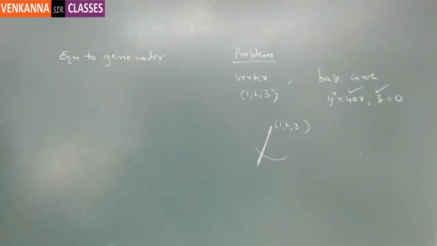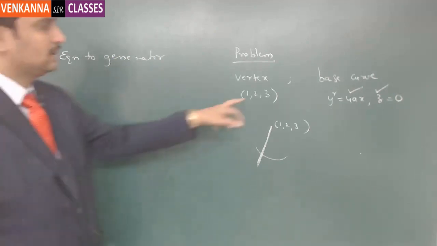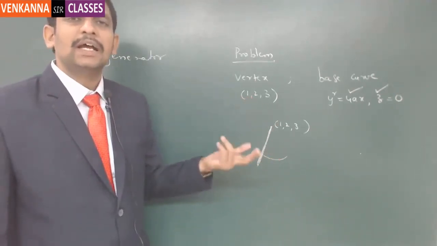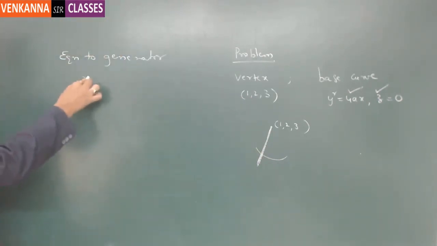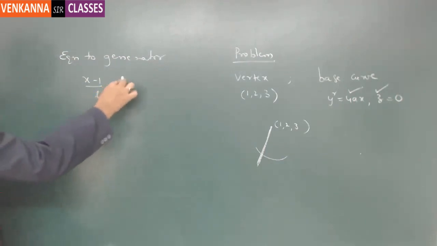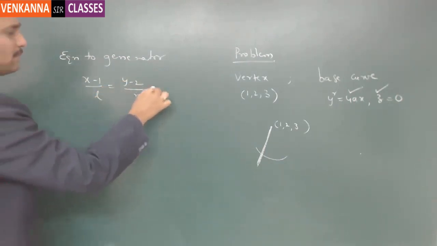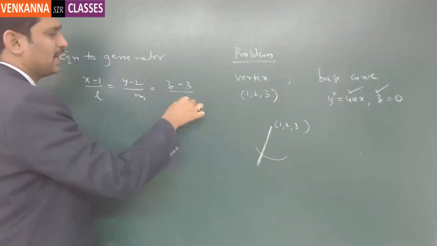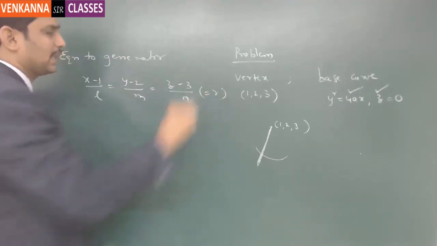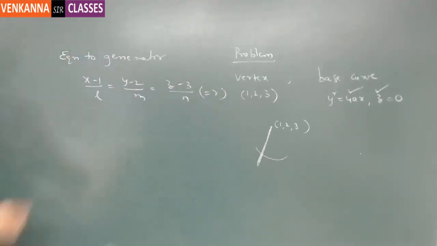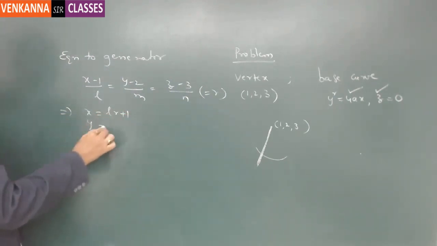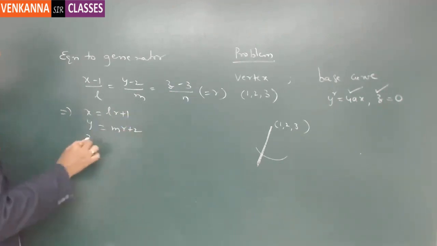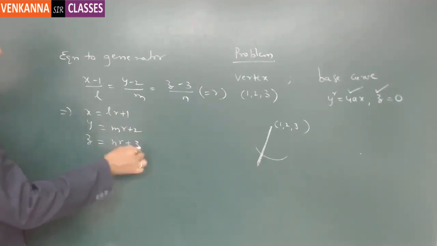So the generator is nothing but a line equation. Let us say this is the vertex, and you take the DCs of the generator as l, m, n. So the equation of the generator is (x minus 1) by l equal to (y minus 2) by m equal to (z minus 3) by n, equal to r, say. Which gives x equal to lr plus 1, y equal to mr plus 2, and z equal to nr plus 3.